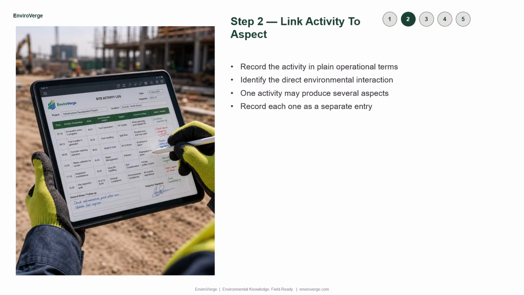Step 2. Record the activity in plain operational terms. Then identify the direct environmental interaction it creates. One activity may produce more than one aspect. Record each as a separate entry. Vague entries are flagged immediately at audit.